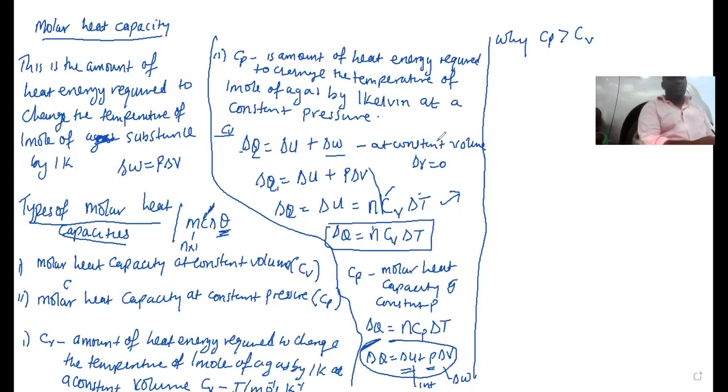So that is why molar heat capacity at a constant pressure is always greater than molar heat capacity at a constant volume. So with that, we have to look at this special derivation. The derivation of the change in Cp minus Cv is equal to R.